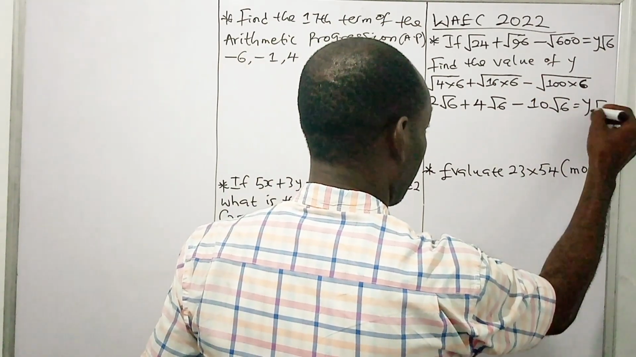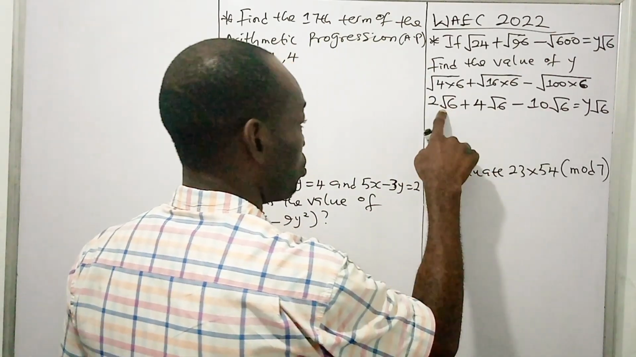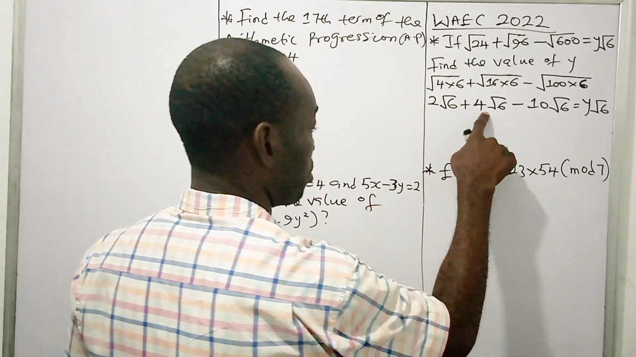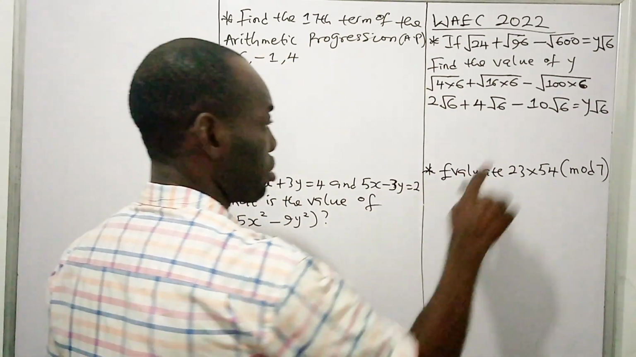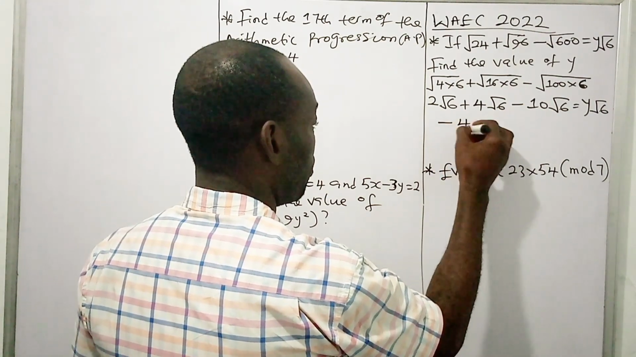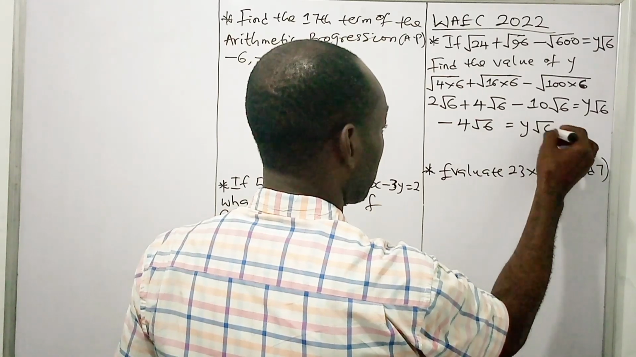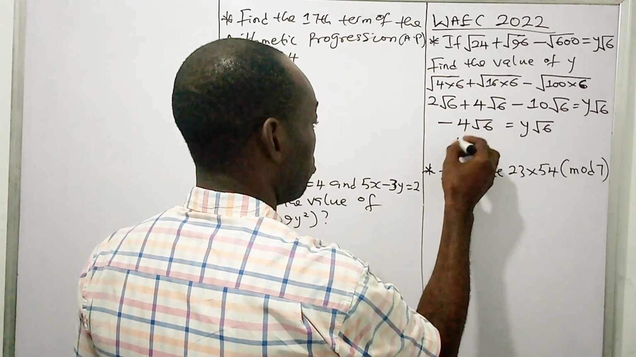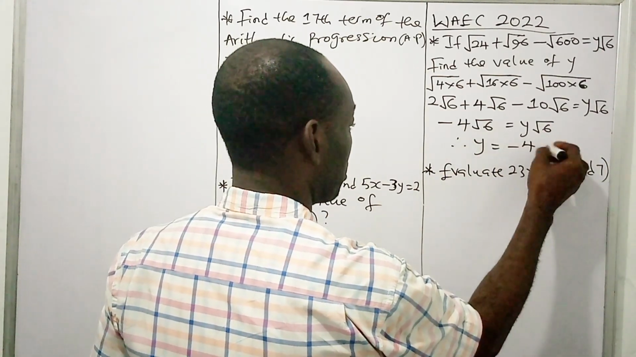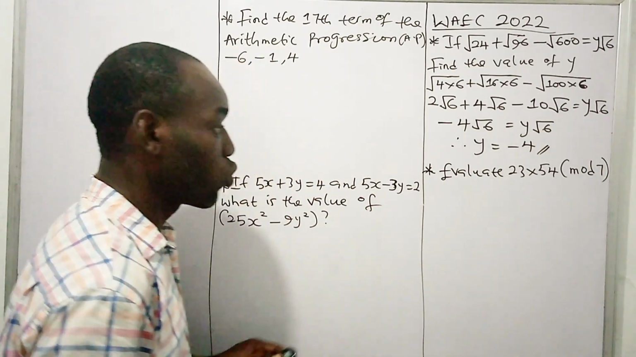Don't forget, we still have the signs here. So simplifying this now, they all have the same root. 2 root 6 plus 4 root 6 will give us 6 root 6. 6 root 6 minus 10 root 6 will give us negative 4 root 6. So comparing that to the right hand side, the value of y is minus 4. Now let's get to question 2.